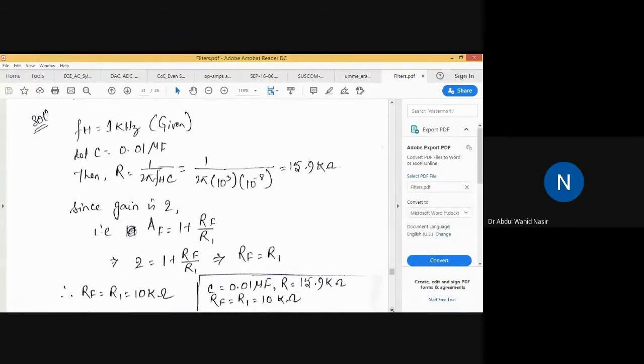So now you have the value of C and R. All these components are connected to which terminal? It is connected to the non-inverting terminal. Now, since the gain of the pass band is given as 2, that means AF is given as 2, so AF is equal to 1 plus RF by R1, that is nothing but 2. If you simplify this relation, you will get RF is equal to R1 in this case.